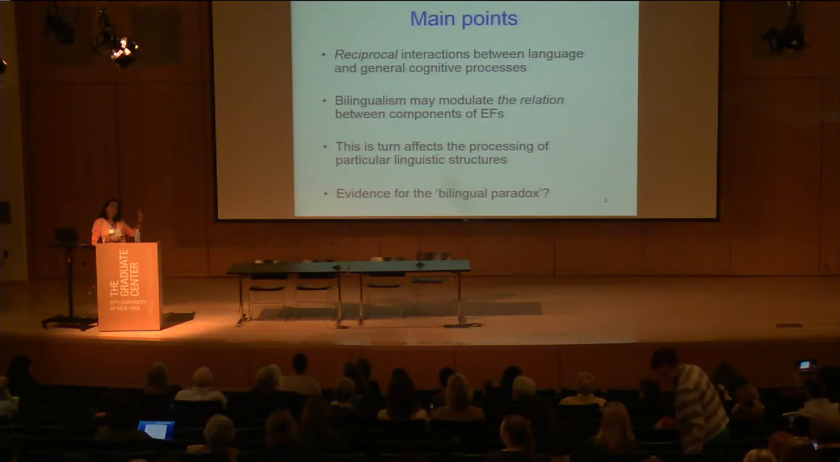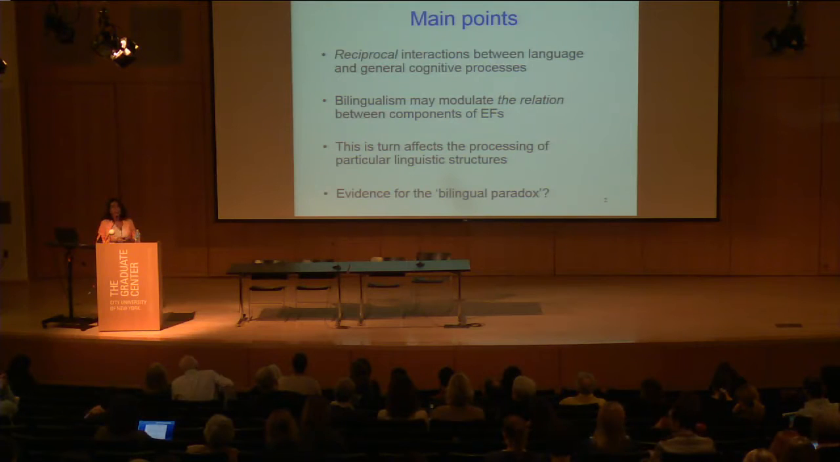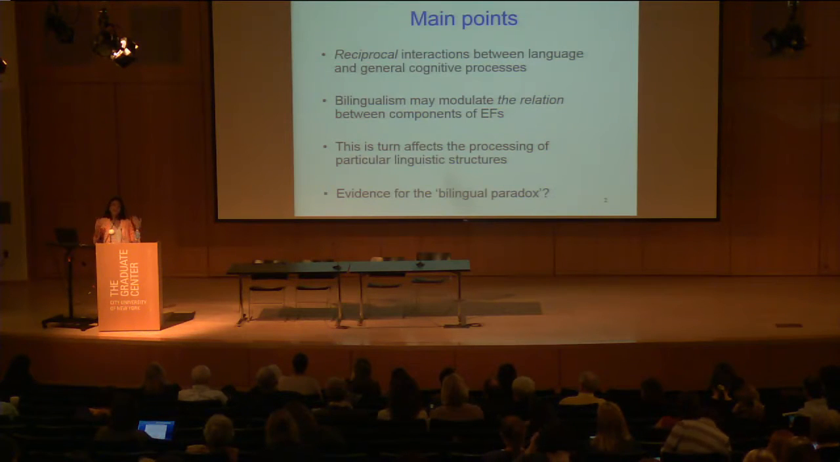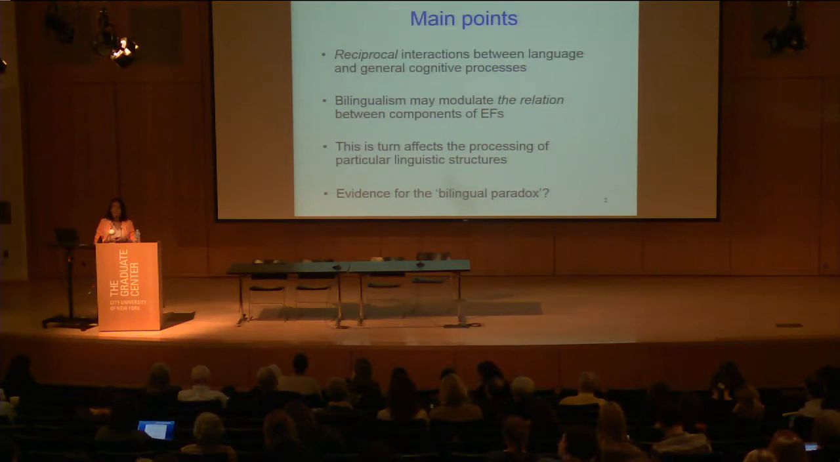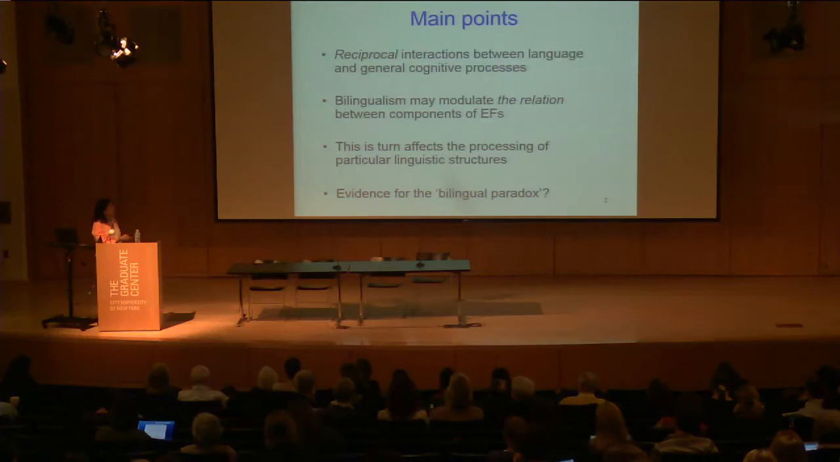I'm going to raise the question at the end whether the phenomena that I'm going to present are evidence of the bilingual paradox. The bilingual paradox in the literature has been defined by the contradiction between the fact that we may find advantages in terms of general cognition, but disadvantages for language in particular, for lexical access, which is slower, smaller vocabulary, and so on. So is what we are going to see evidence of the bilingual paradox, or can we find another explanation?